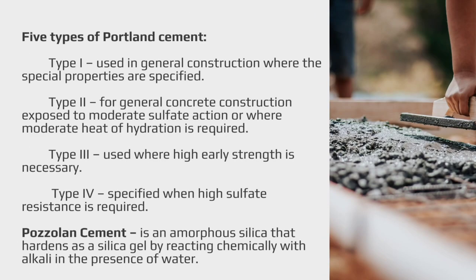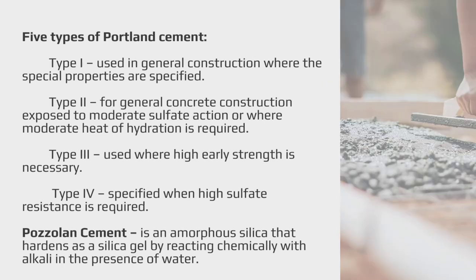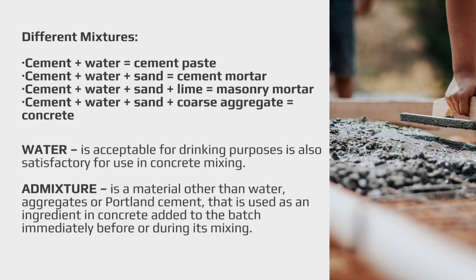5 types of Portland cement. Type 1 used in general construction where the special properties are not specified. Type 2 for general concrete construction exposed to moderate sulfate action or where moderate heat of hydration is required. Type 3 used where high early strength is necessary. Type 4 specified when high sulfate resistance is required. Portland cement is an amorphous silica that hardens as a silica gel by reacting chemically with alkali in the presence of water. Different mixtures.